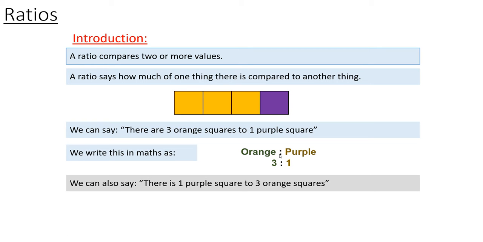We can also write it the other way, which also will give you the same information, just written differently. So we can also say that there is 1 purple square to 3 orange squares. So we just reverse it. We've got purple to orange using our colons. So there's 1 purple to 3 oranges.